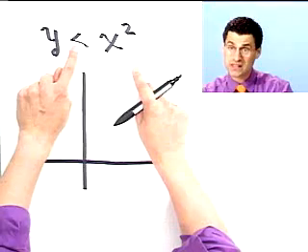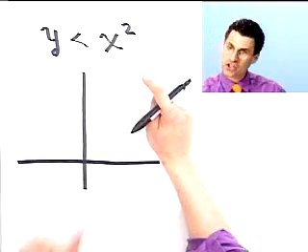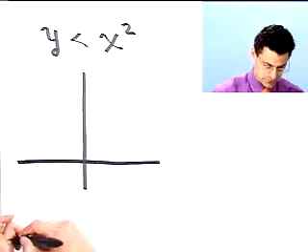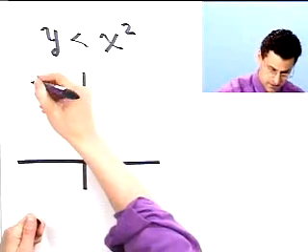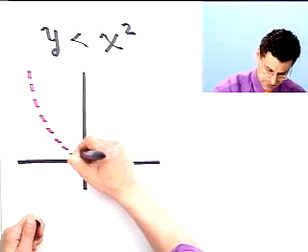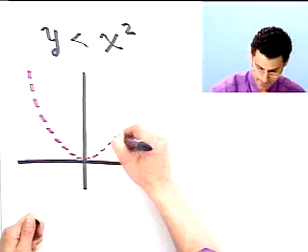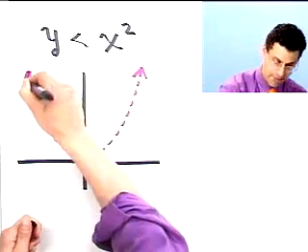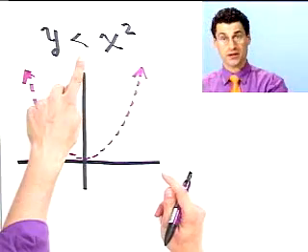Notice that I have strict inequality. So I'm not going to actually want to include that curve. So I'm going to draw that curve dotted. So I'm going to put in a dotted standard parabola. Ooh, okay. Beautiful looking parabola, by the way. But it's dotted because I don't want to include it.